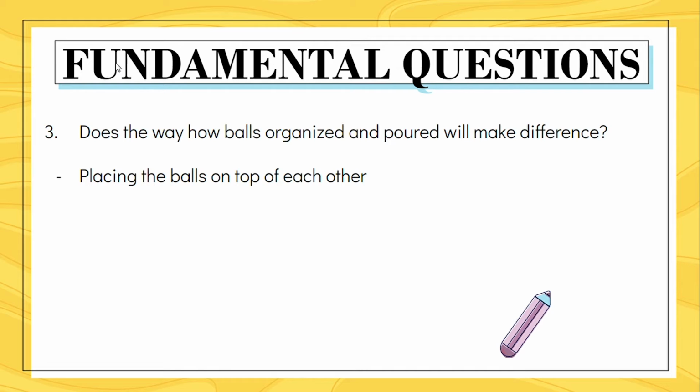So our third question is, does the way the balls are organized on board make a difference? And yes, we assume it will make a difference, as it is planned to place the balls on top of each other vertically. This will save room area, as the gaps between the balls will be minimized. And by dividing the volume of a room by the volume of a single ball, we will get the maximum possible number of balls that can fit in the room.